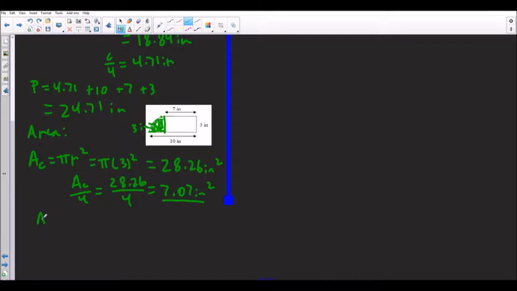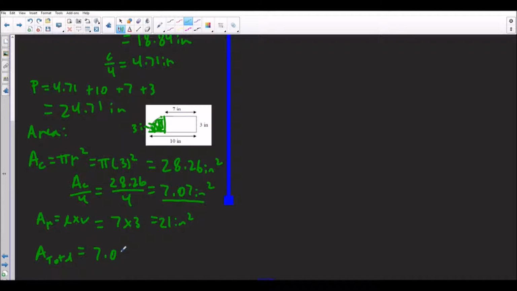So AR is equal to length times width. We're not going to do 10 times 3 because that would be a rectangle of this full length. We need to do 7 times 3. So that's 7 times 3, which is equal to 21 inches squared. So our total area is going to be adding those both together.